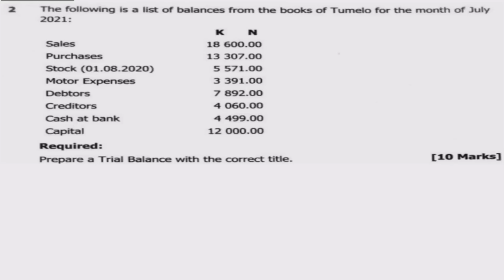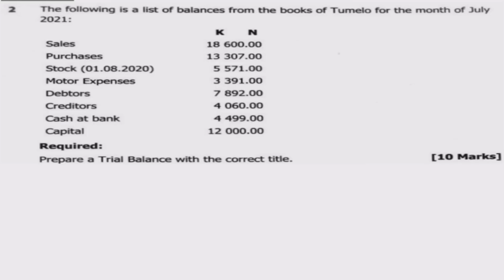Question 2 of section C is as follows. The following is a list of balances from the books of Tumelo for the month of July 2021. Okay, so that is the list of the items. Let's go through them together. Sales, 18,600. Purchases, 13,307 kwacha. Remember, these are in kwachas.